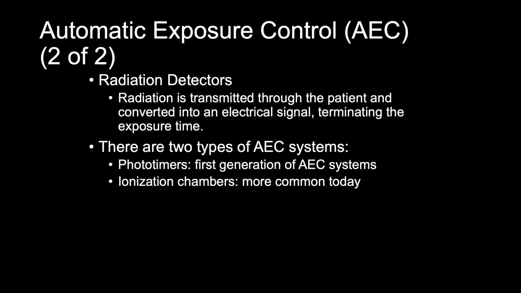Detectors are the AEC devices that measure the amount of radiation transmitted. The radiographer selects the combination of detectors that they want to use. There are two types of detectors in the AEC system: the phototimer, which is the first generation of AEC systems, and then the ionization chamber, which is more commonly used today.